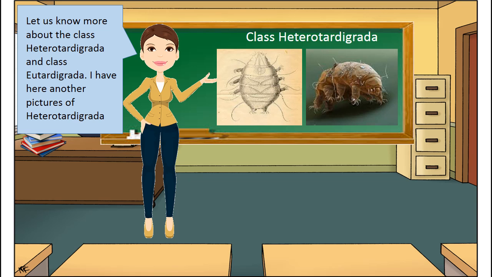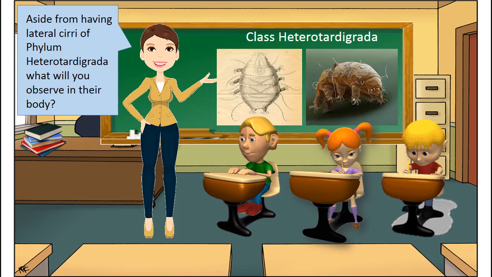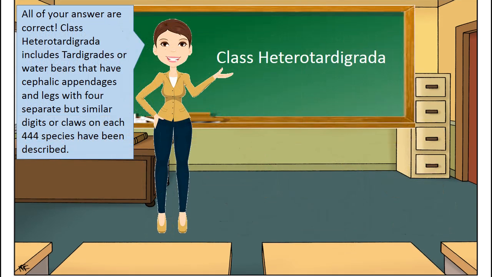I have here another picture of class Heterotardigrada. Aside from having lateral cirri, what do you observe in their body? All of your answers are correct. Class Heterotardigrada includes tardigrades or water bears that have cephalic appendages and legs with 4 separate but similar digits or claws on each. 444 species have been described.